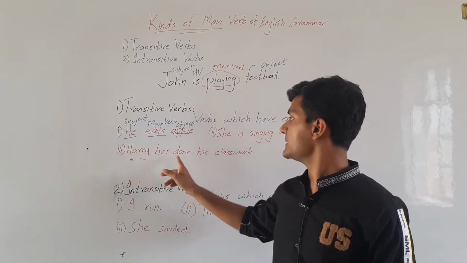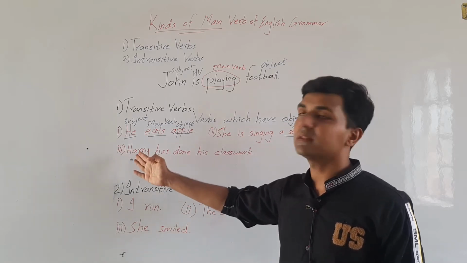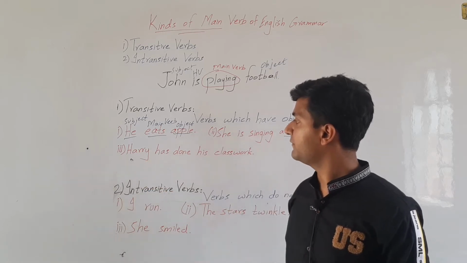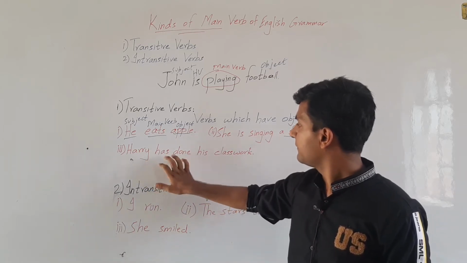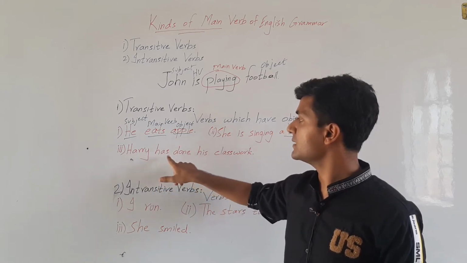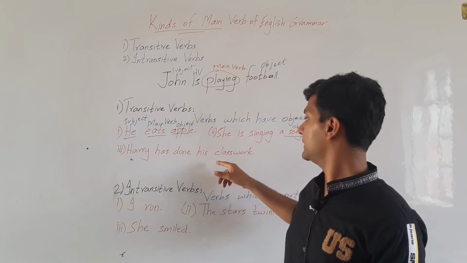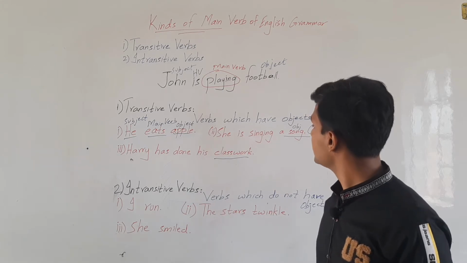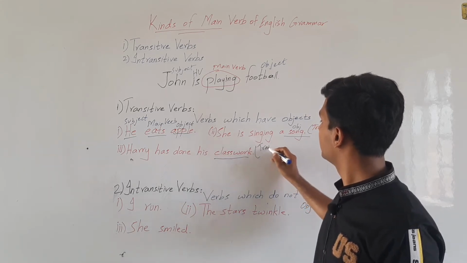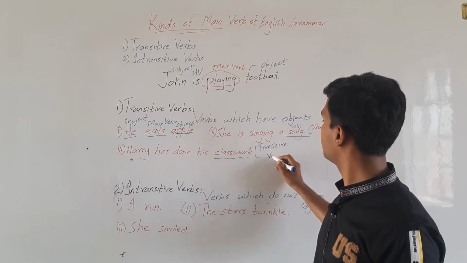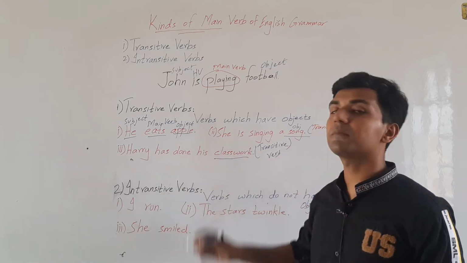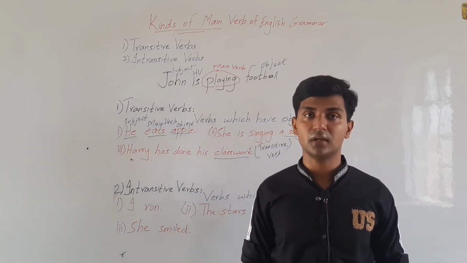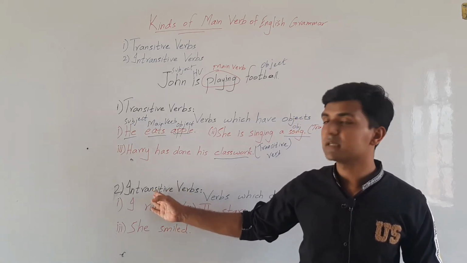Another example: Harry has done his classwork. Harry is the subject, has is the helping verb, done is the main verb, and classwork is the object. So here again we find a transitive verb. It is quite clear from these examples that the sentences which possess objects have transitive verbs. Now we move towards intransitive verbs.